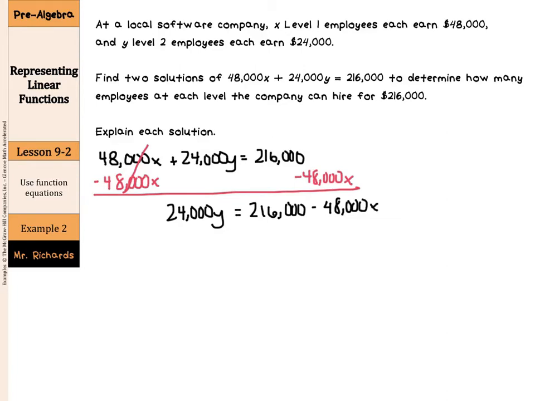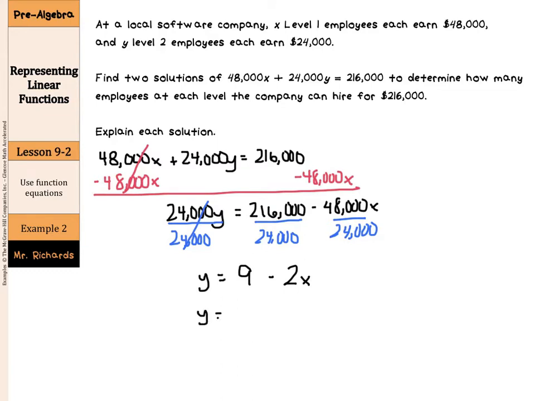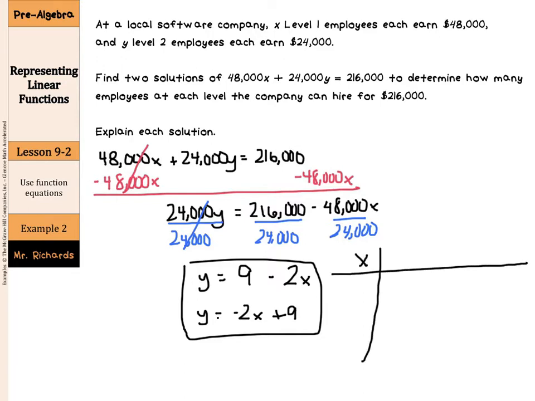And if I divide both sides by this 24,000, I'll need to divide everything on this right side by 24,000. This ends up canceling, and I'm left with y equals 9 minus 2x. Or the same thing as y equals -2x plus 9. Both work in this situation. And what we're going to do now is use this simplified function to find two solutions. So we can start off with our x, with our y equals -2x plus 9.